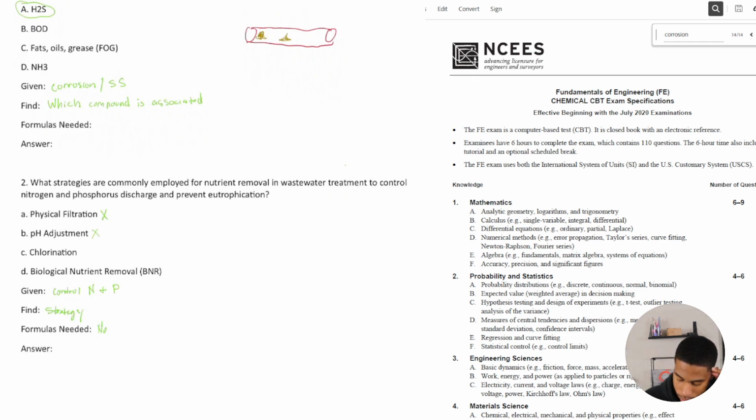Chlorination? No, that's going to be more for disinfection. Biological nutrient removal. Okay, so you're trying to control or remove nitrogen. I would say that's probably the best answer.